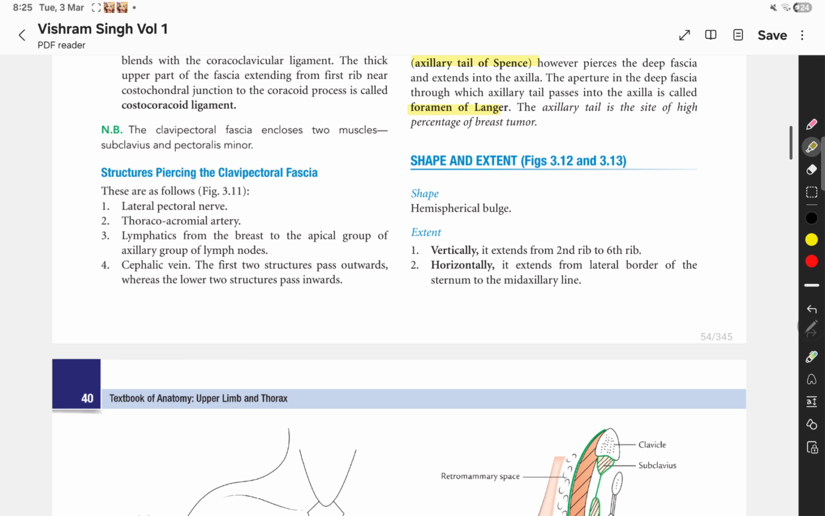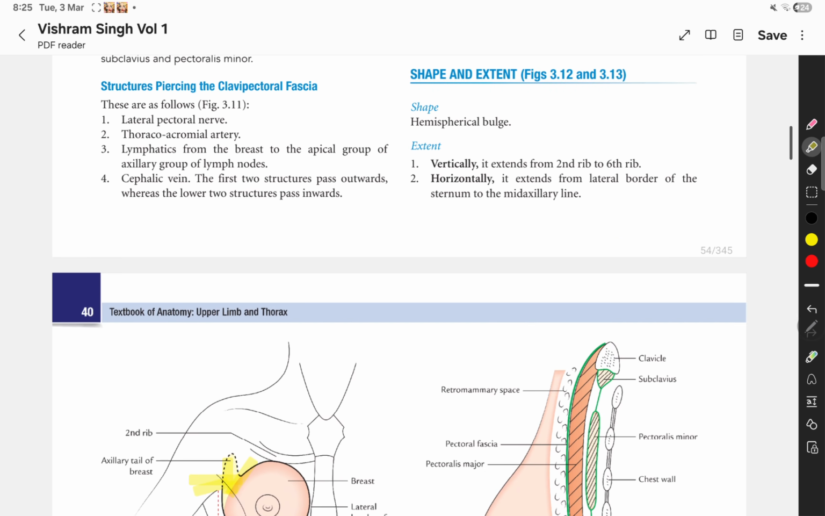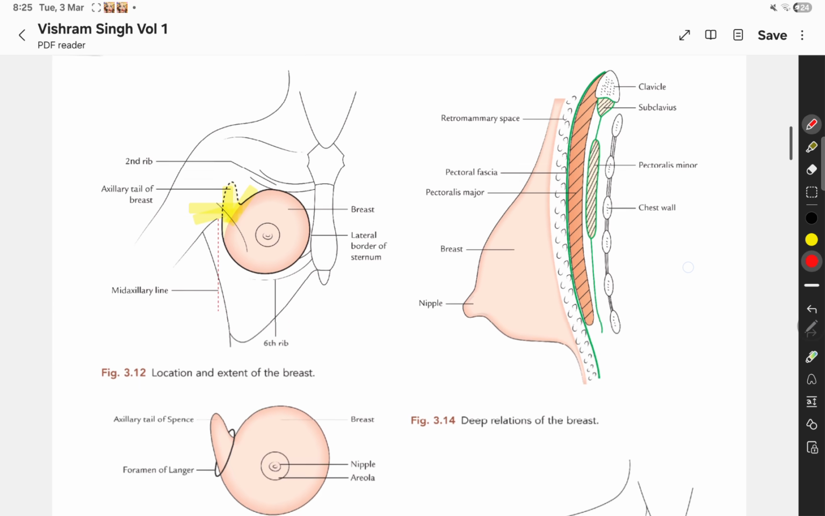Next is shape and extent. It is hemispherical bulge. Extent vertically, it extends from second to sixth rib, and horizontally it extends from lateral border of sternum to mid axillary line. Okay, second to sixth rib and lateral border of sternum to mid axillary line.